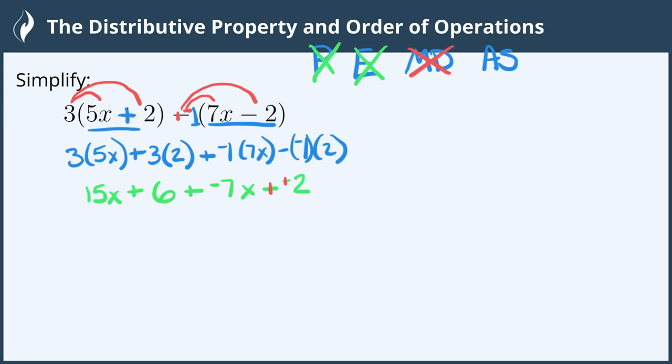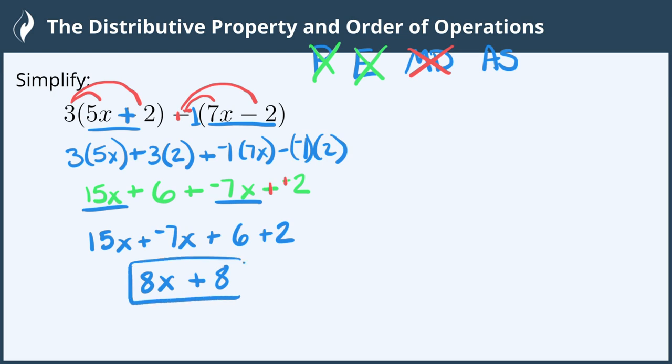subtracting. These are all actually addition, so we can use the commutative property of addition by rearranging these and adding like terms. Here I see 15x and plus a negative 7x are like terms. Then we have 6 plus 2 are also like terms. 15x plus negative 7x is 8x, and plus 6 plus 2, which is 8. We have now simplified this expression using the distributive property and the order of operations, and we're all done.